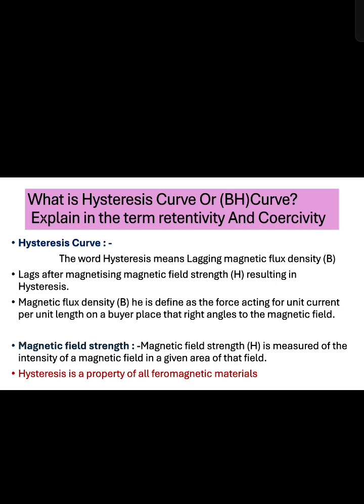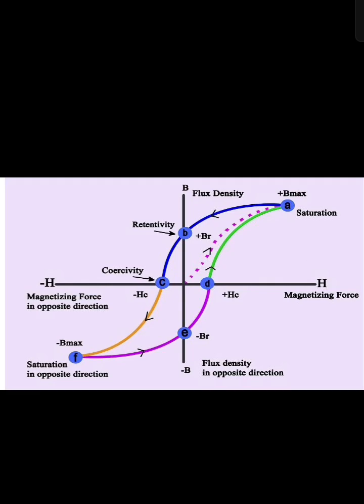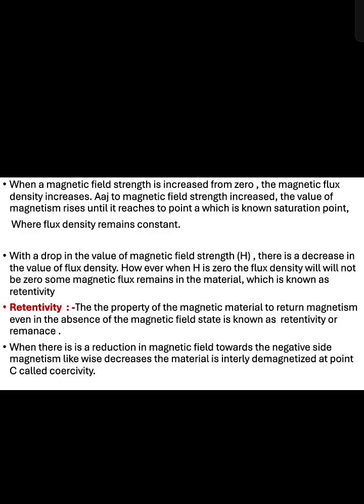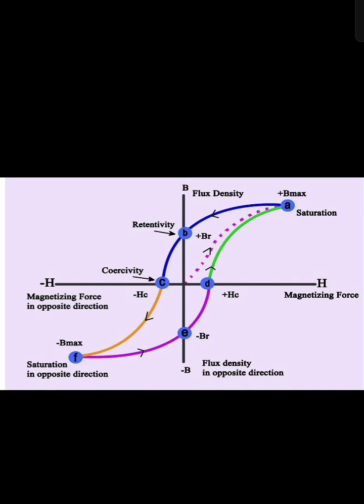Hysteresis is a property of all ferromagnetic materials. This is an important point. This is a hysteresis curve. This is Bmax, the saturation point. This is minus Bmax, saturation in the opposite direction. C point is coercivity. B point is retentivity.